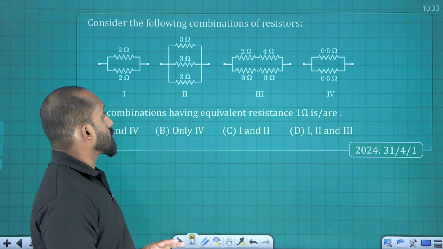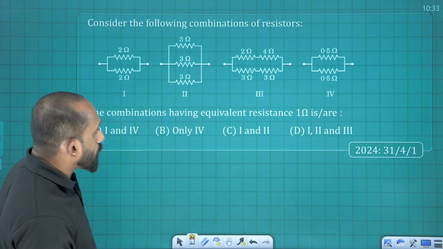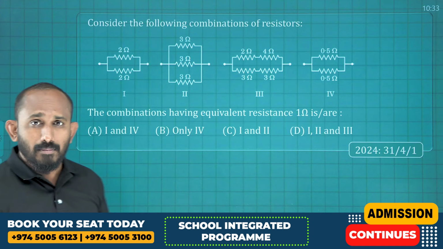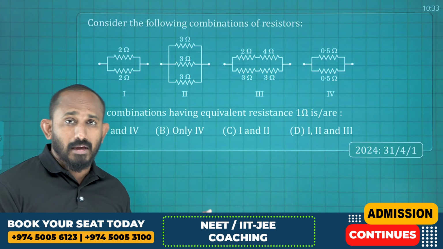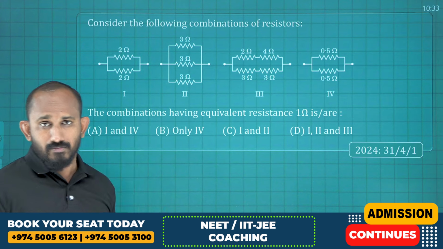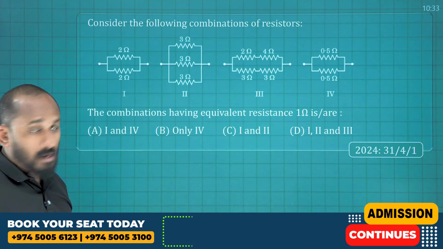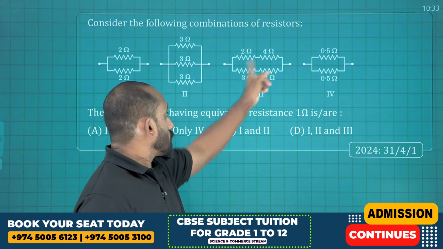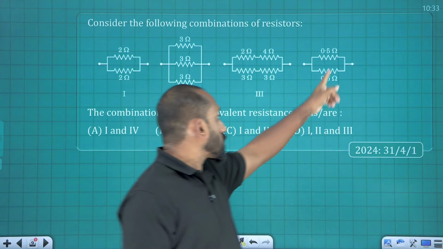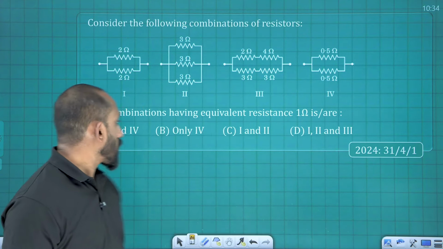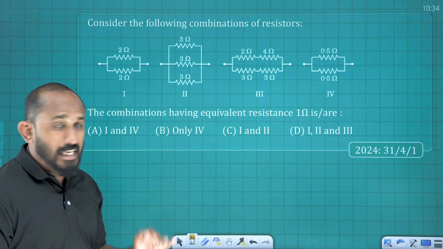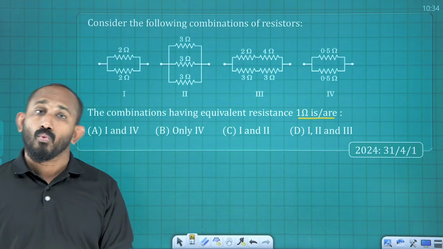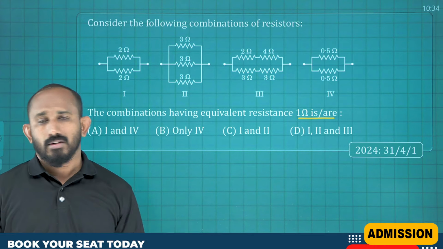Consider the following combinations of resistors. We have 4 combinations given here. All have 3 resistors each. In some cases they are in series, and in some cases they are parallel. In some cases, series plus parallel is there. Like the first one, 2 are in series parallel. Second, all 3 are in parallel. Third, 2 in series each, then parallel. Fourth, both are in parallel. Which of them have 1 ohm equivalent resistance? That we have to find out.